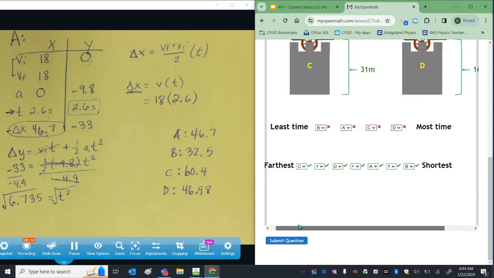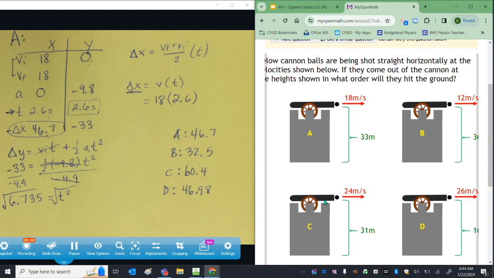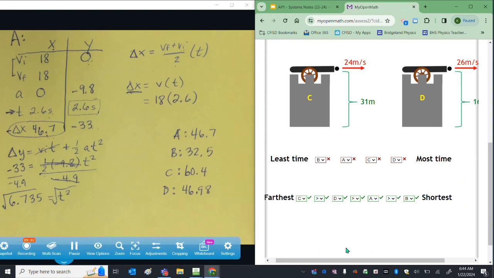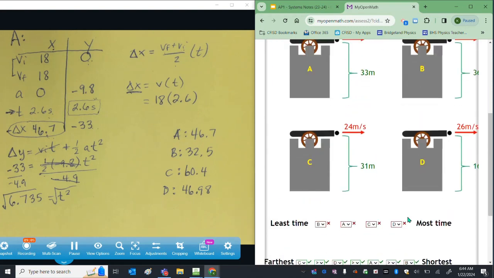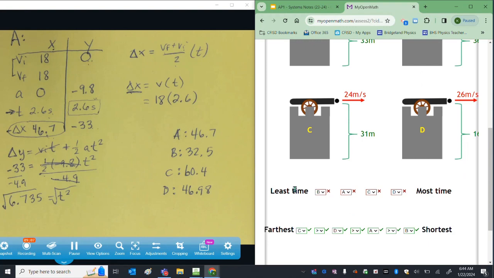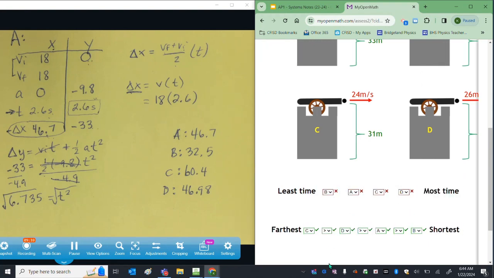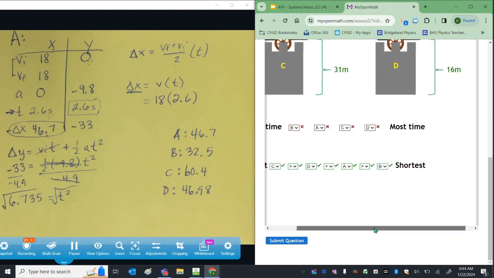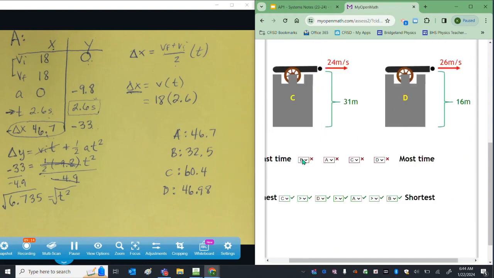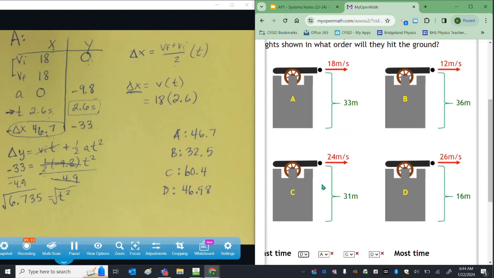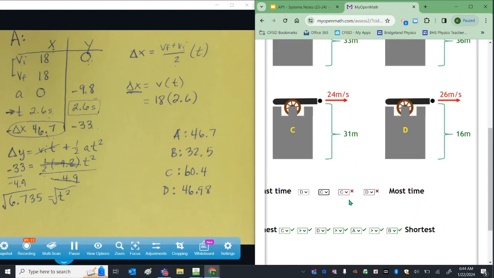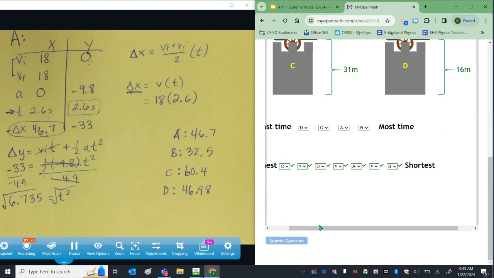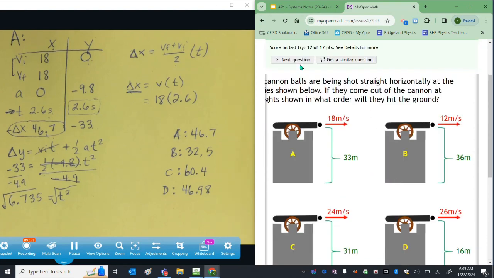Least time. Did I put this in most to least? I did. I put this in backwards at the top. I apologize, guys. This is least time to most time, and I apparently did not read that very carefully. You can rank them, but you've got to read it carefully. So, of course, the least time is the one closest to the ground. I have this exactly backwards. That's going to be D, and then C. We're going to flip this, and then A, and then B. There we go. All right.